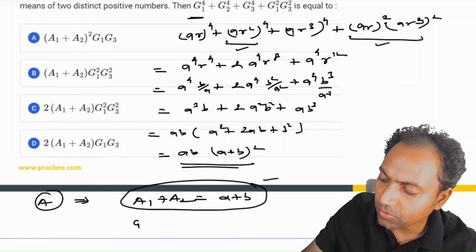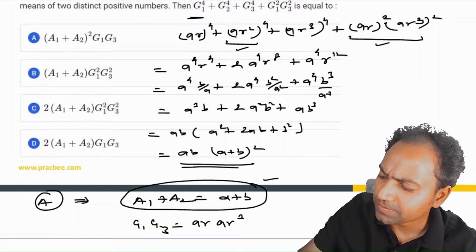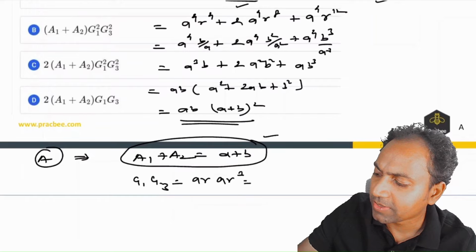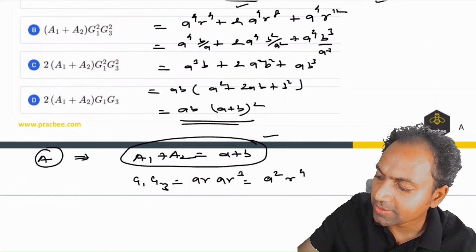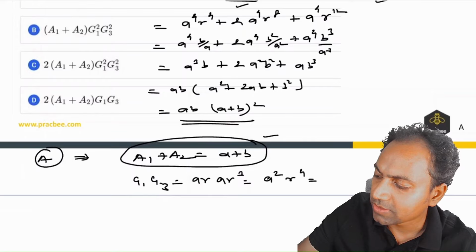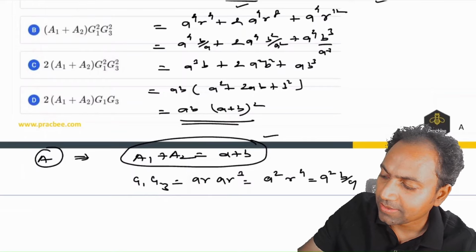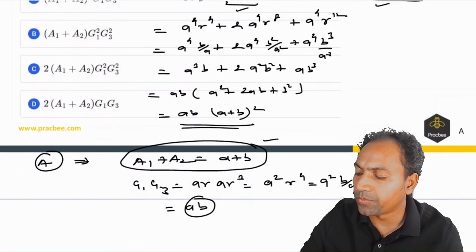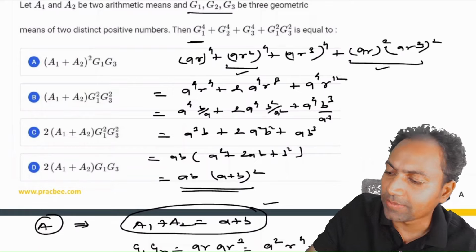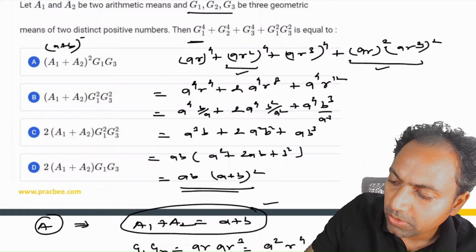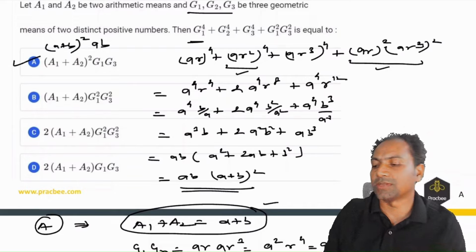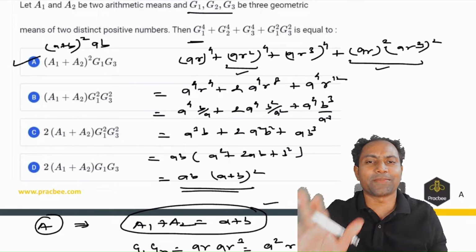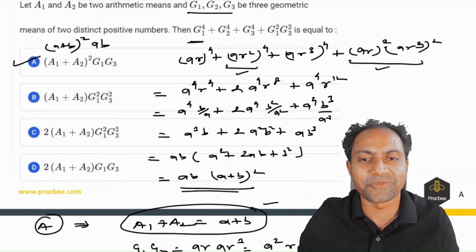And similarly, if you write G1, G3, it is going to become AR and AR cube. Again, you can see that this is coming out to be A square R raised to the power 4. R raised to the power 4 was nothing but B by A. You can see that this becomes AB. So again, if you check this option, it is coming out to be A plus B whole square into AB, and this becomes wrong. You can check other options also, and if you use similar logic, the calculation is not very difficult.